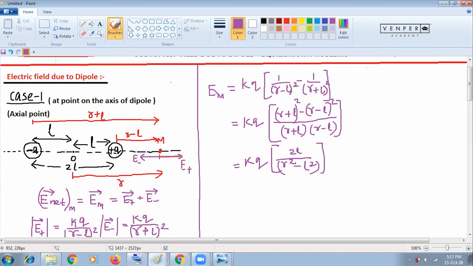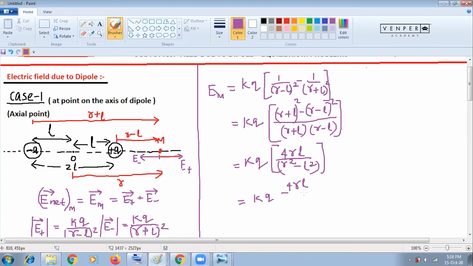Then after, you cannot write this as 2L. So just wait here. You forgot to square it, because electric field is basically a square formula. Now here, R plus L whole square minus R minus L whole square, you see, a plus b whole square minus a minus b whole square, how much is that? It is 4ab. That is 4R into L. Now see here, so here it is KQ 4RL.